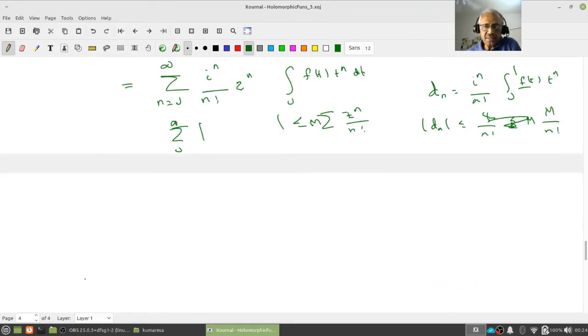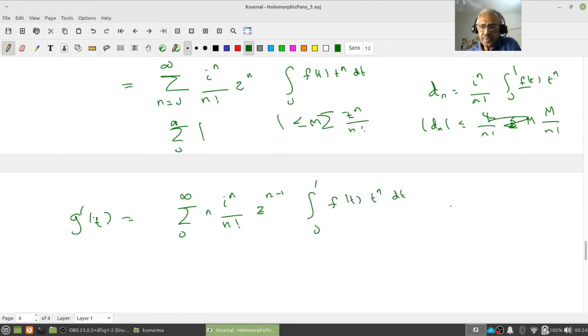Look at this carefully. This series may not be uniformly convergent on the entire complex plane. But when I fix a z, I can put it in a very large disk, so I can talk about differentiability of g only in that disk. That's what we are doing. Therefore, what is g prime of z? g prime of z is the sum from 0 to infinity of i to the power n by n factorial, and z to the power n becomes n into z to the power n minus 1, and the integral from 0 to 1 of f of t, t to the power n dt. Remember, d_n z to the power n, therefore the derivative is d_n n z to the power n minus 1. That's all we have done.